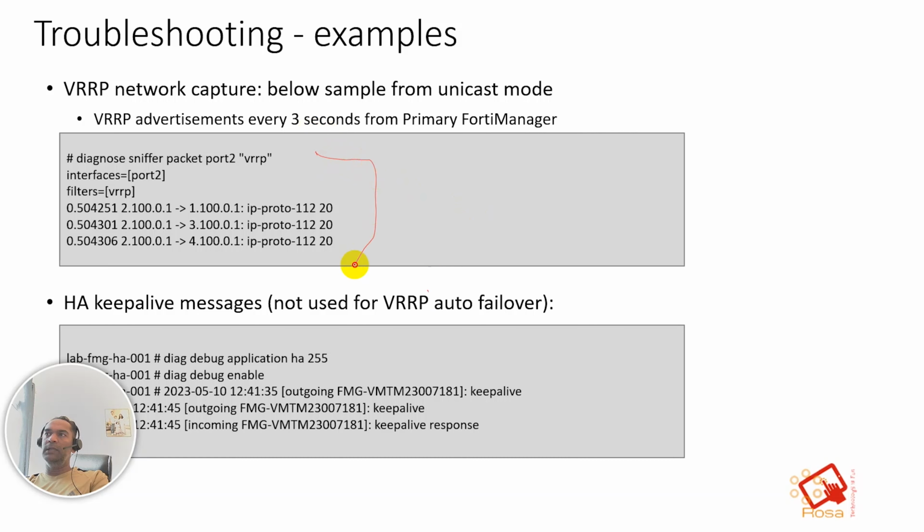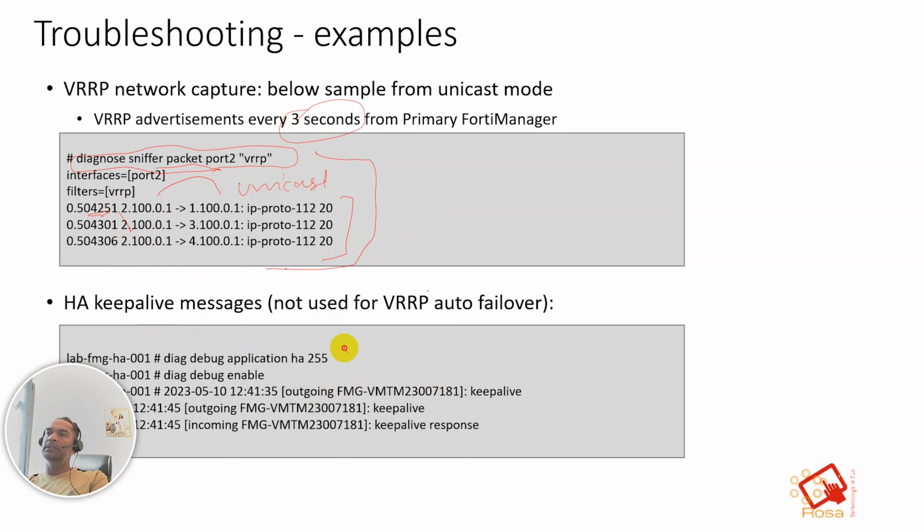While if you take a packet capture or a sniffer, you will be able to see it with diagnose sniffer packet port to VRRP. So the VRRP advertisements are being sent. What you can see from here is that this is Unicast mode because there is no 224 series communicating, and they are being sent, like 42, every 3 seconds. HA keep alive message.